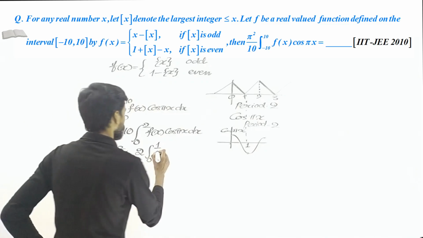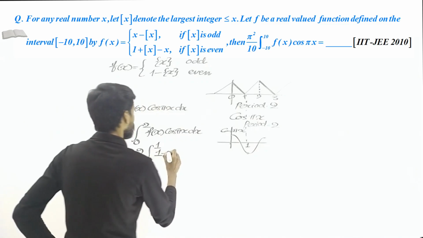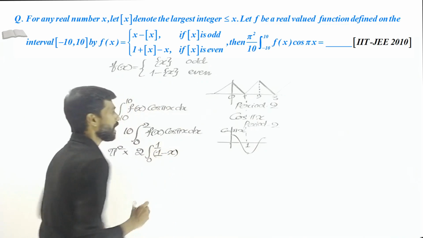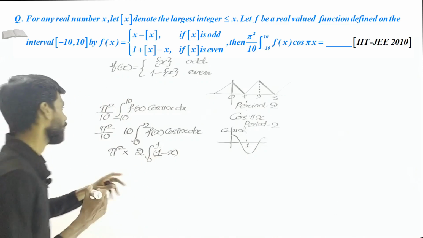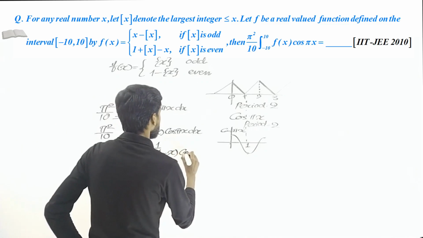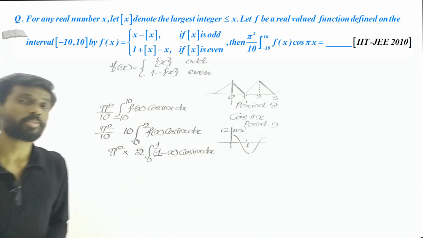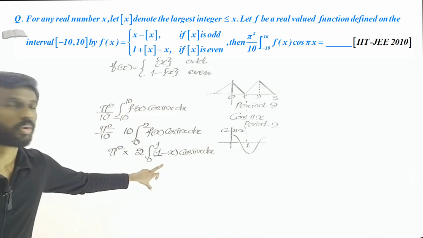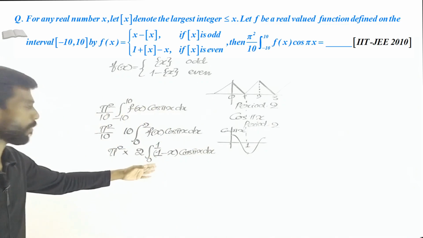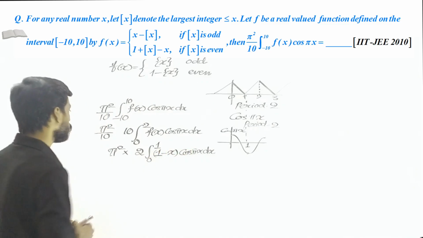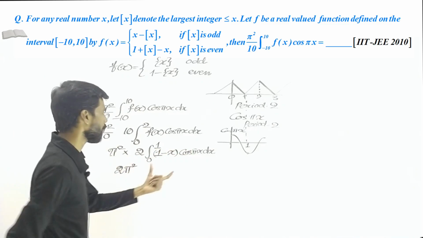1 minus fractional part of x. So 1 minus, but fractional part of x is simply x, because in the interval 0 to 1, the fractional part is same as x only. So cos pi x dx. You understand? So let us do the integration of only this much. So we will get our required answer. Okay. So to do the integration of this, I think integration by parts can be used here. So this is 2 pi square multiplied by, so let's use integration by parts.